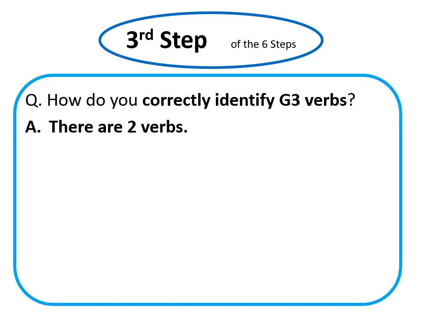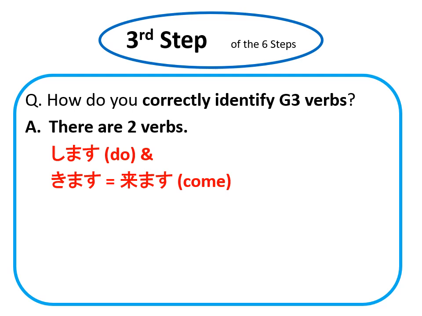One of them is shimasu, okay, to do something. Yeah? And the other one is kimasu. The meaning of kimasu is to come. Now there is another kimasu verb which will be talked about later. Okay? Alright.